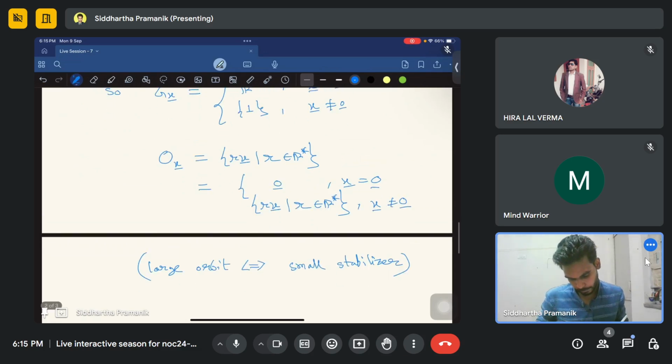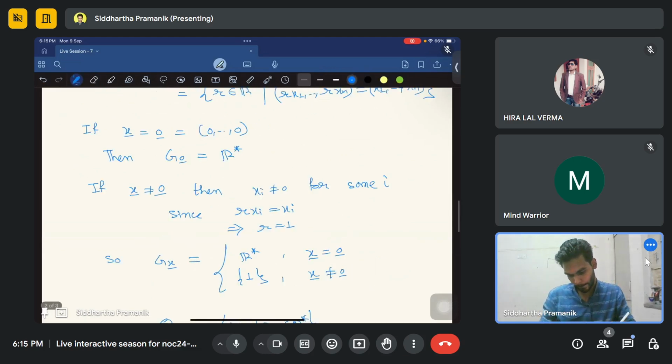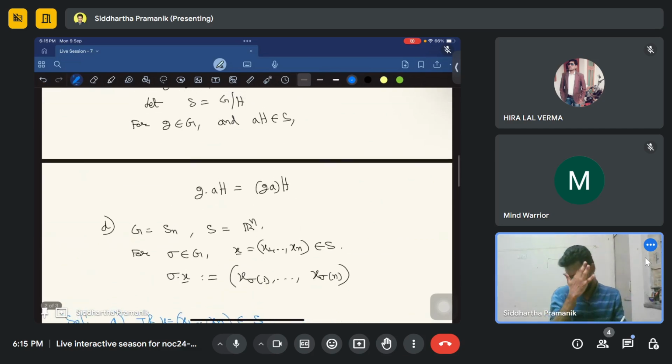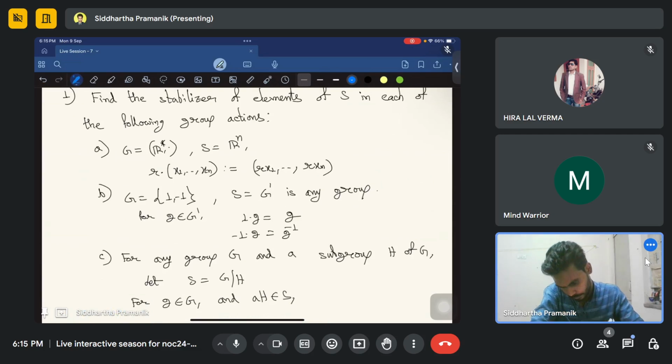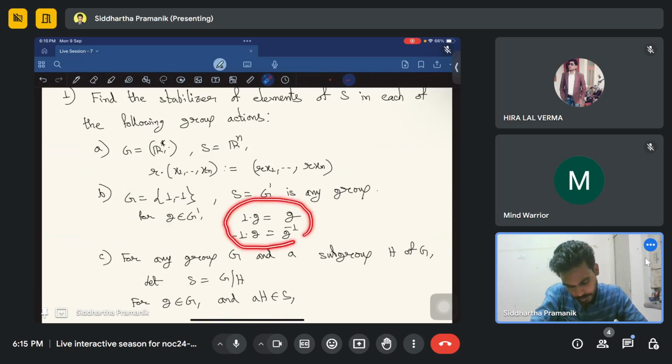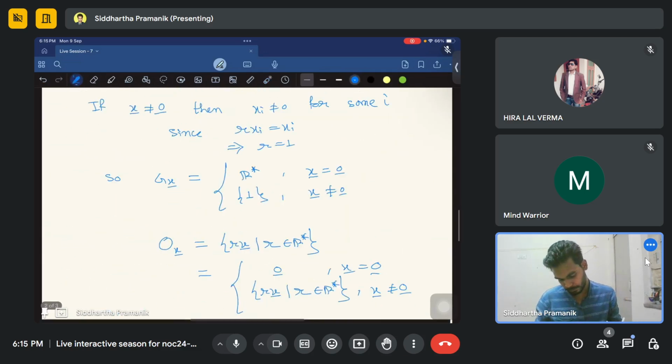So that is one thing you should keep in mind. So let's move on to another part of this problem. So the second one, the group is the two roots of unity, and our set is any group, and the group action is defined by this. So let's see the stabilizers.